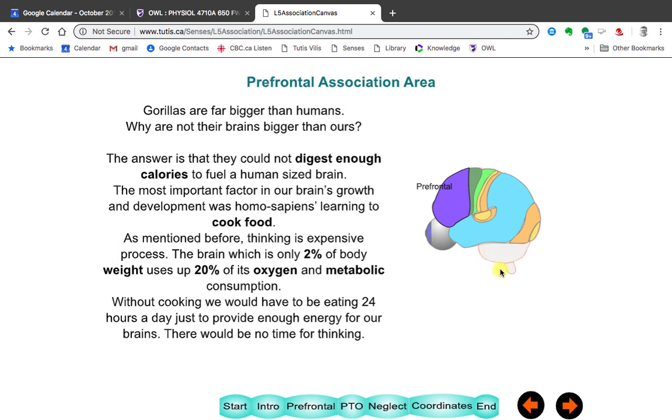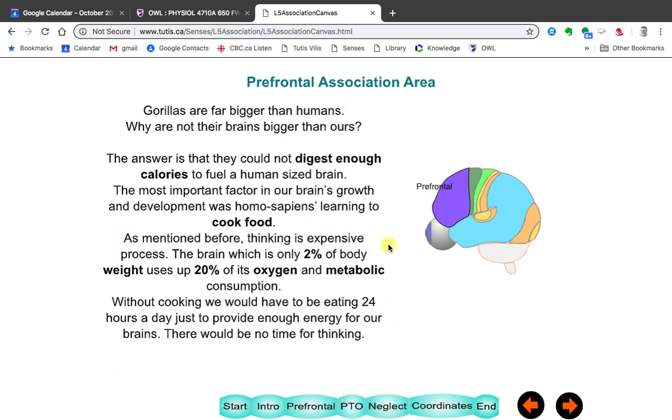Well, the problem with having a big brain is it takes up a lot of calories. And gorillas haven't invented cooking yet. The thing that distinguishes us from almost all other animals is that we can cook. Being able to cook is a huge advantage. Our digestive system can digest the calories in food much quicker if it's cooked.